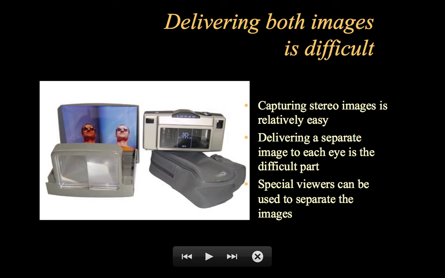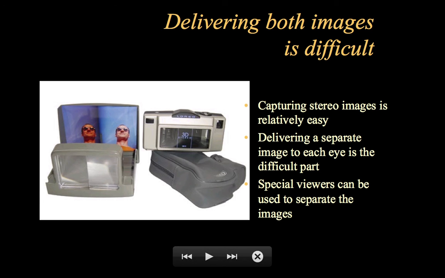So you need to capture one image for each eye. That's easy enough to do. You have a camera with two lenses, you take two images at the same time. Delivering a separate image to each eye has always been tricky. And so you can see all these antique Victorian contraptions. A favorite one was that you would have a mirror on one side, and you look in and you get one image to the right eye and one image to the left eye. All sorts of different knickknacks.